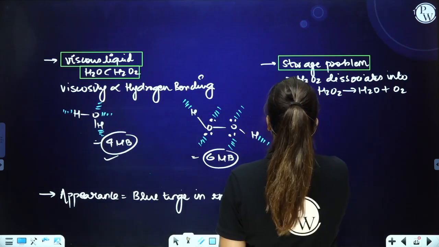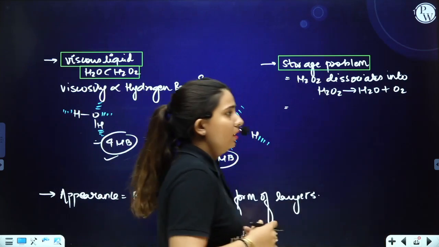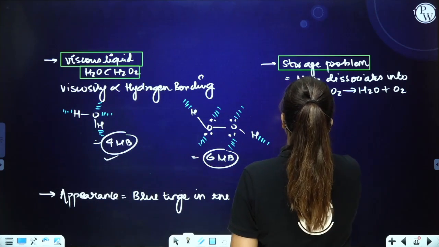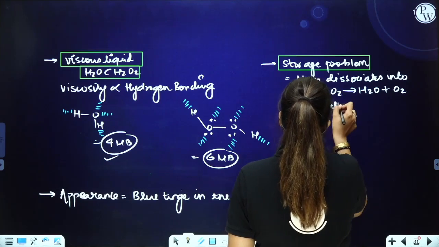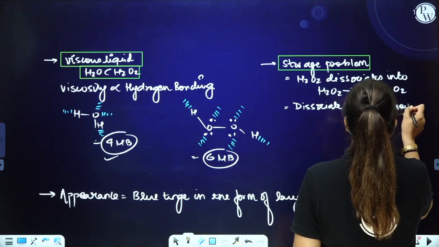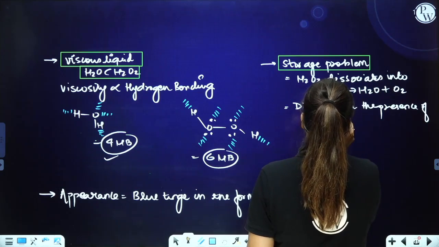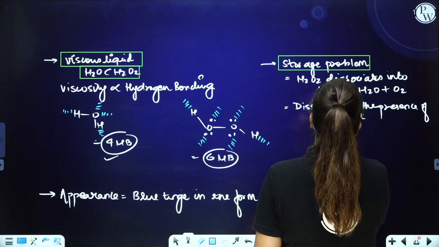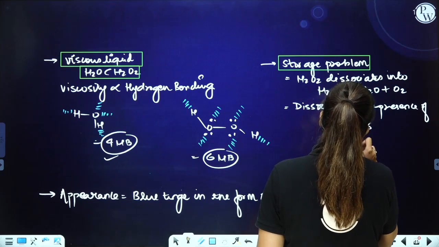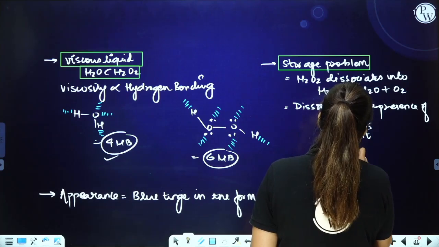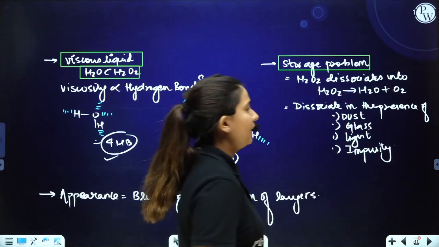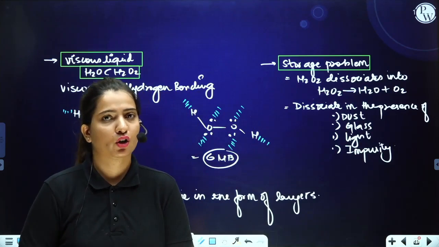What are the reasons? In which conditions will it dissociate? It will dissociate in the presence of dust, in the presence of glass, in the presence of light, in the presence of an impurity. All of these things are responsible for the dissociation of H2O2.